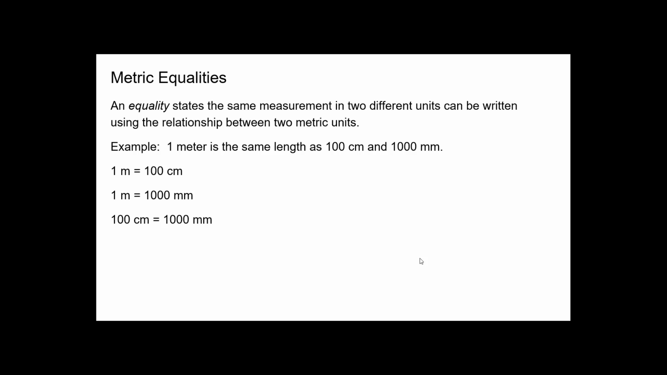1 meter equals 100 centimeters. 1 meter equals 1,000 millimeters, and 100 centimeters equals 1,000 millimeters. These are metric equalities. All of these do not count towards sig figs because they are in the same number value system. But this is where the prefixes get sort of complicated, and that's why I'm showing examples, to help you understand how you can jump from one metric unit to another metric unit.